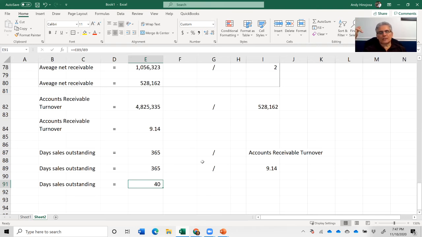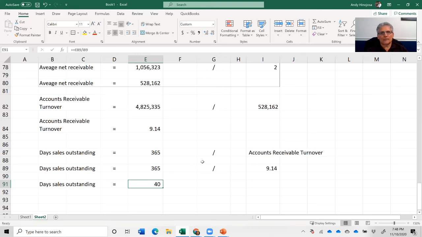We'd have to compare it to the industry or compare it to the prior year. So if we're at 40 and the industry average is 50, we're thumbs up because we want to collect our cash quickly. We want that money to come in as quickly as possible. So 40 is good. We get that number quick. If the industry average is 50, then we're doing well. If the industry average is 30, well, we're taking longer to collect our receivables. So we've got to look at that.